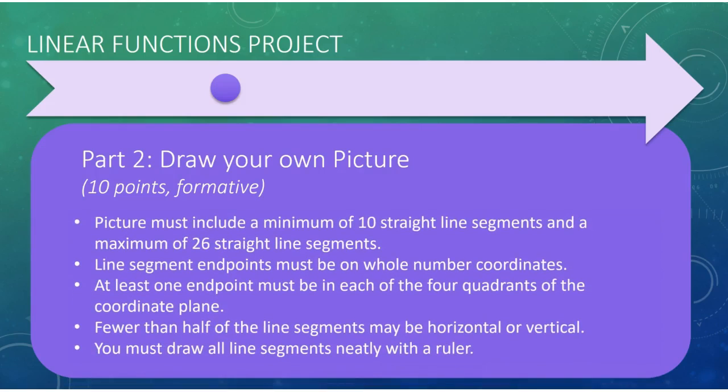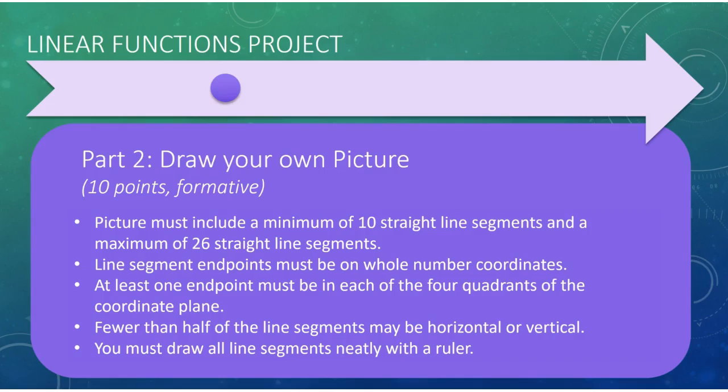No less than 10 line segments are allowed, no more than 26. Choosing fewer line segments will be easier and will not lower your grade. Endpoints of lines must be on whole numbers, not between grid lines. At least one endpoint must be in each quadrant.